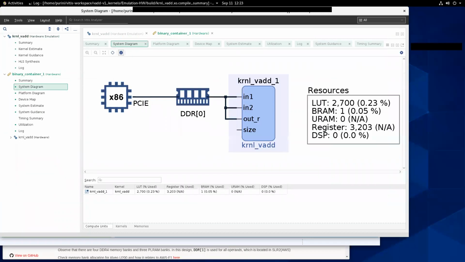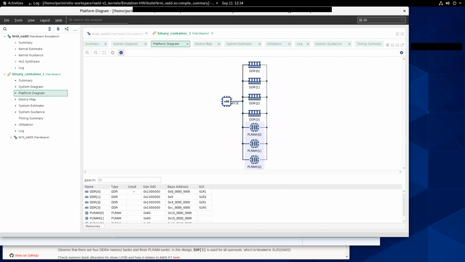After we build the hardware, you can see that in this particular design, the 2 vectors that we want to add are present in DDR0 memory, and the output we are also writing to the same memory bank. If you look at the platform diagram, there are 4 memory banks in this system, but in this design we are using only 1 memory bank.